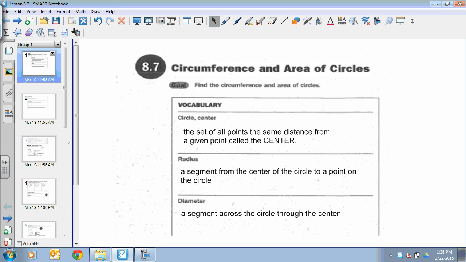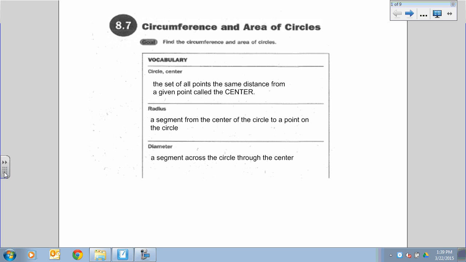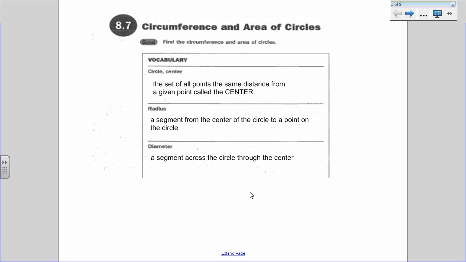All right, ladies and gentlemen, let's take a look at circles. We're going to take a look at circumference and area, which are things you should be rather familiar with. As we take a look, a circle is the set of all points the same distance from a given point, called the center. So the center is important to a circle the same way a vertex is to any of our other polygons.